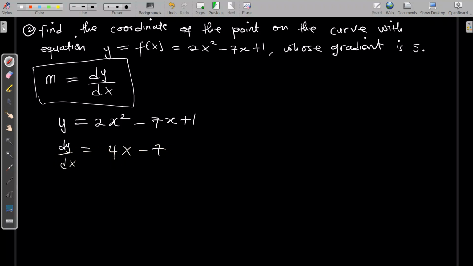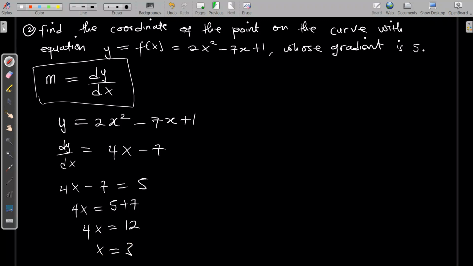Now when I have this, I can equate it to the gradient, because in differentiation the gradient is equal to the derivative at that point. So you have 4x minus 7 is equal to 5, so that 4x is equal to 5 plus 7, and this implies that 4x equals 12, and x will be equal to 3.